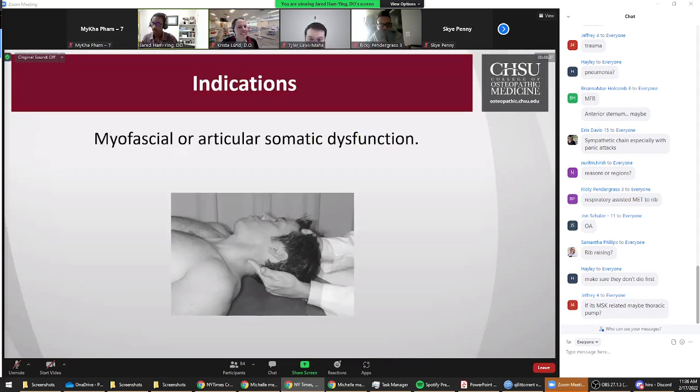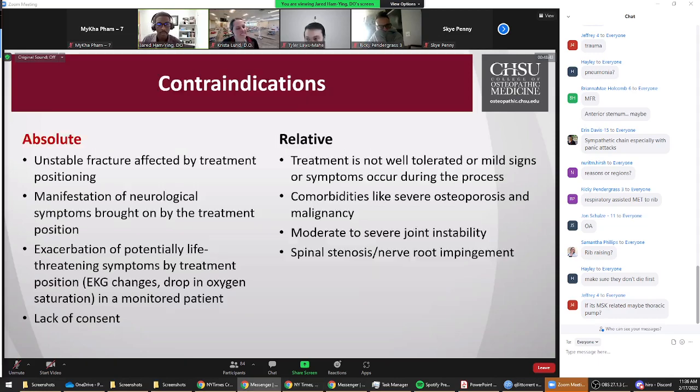So indications here, pretty similar to most of our techniques. You're talking myofascial, you're talking articular, muscle, fascia, joints, right? Contraindications, similar to the ones we're talking about for a lot of these as well. So you have a fracture in the area, you're going to make it worse, don't do it. You have neurological symptoms that are coming. My arm is going completely numb, I can't feel it. I'm getting intense paresthesias, numbness, and tingling. You stop right there with your treatment, okay?